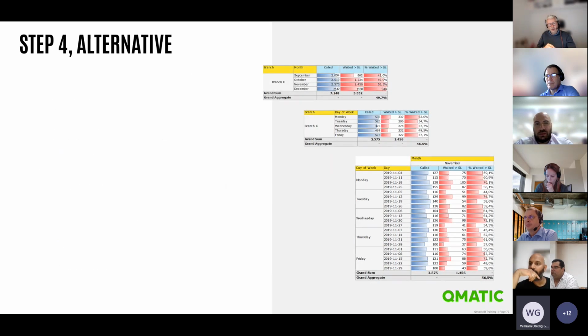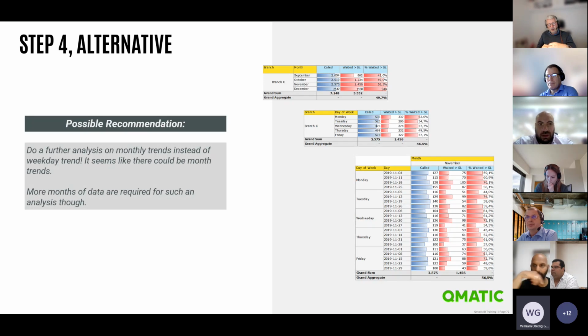Sorry, I had one alternative here because it was a bit of limited data: you could look at monthly trends. But it's very difficult to look at monthly trends when you only have 4 months of data. You kind of need a year or 2 years of data to look at monthly trends, but you very often see them in any business. There are busier months compared to other months.